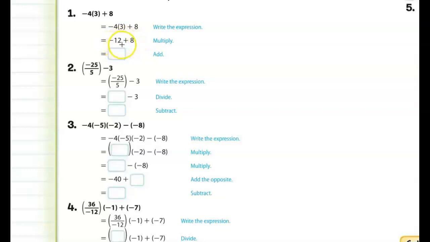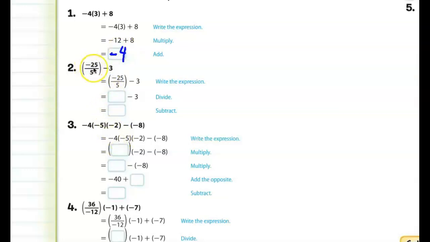So if you have negative 12 and you add positive 8, will that answer be negative or positive? Answer that for me, please. Well, the answer is going to be negative. And the reason why it's negative is that negative 12 has a greater absolute value. So if you add a positive 8, you're not going to get all the way back to 0 and to the other side. You're going to end up stopping at negative 4.